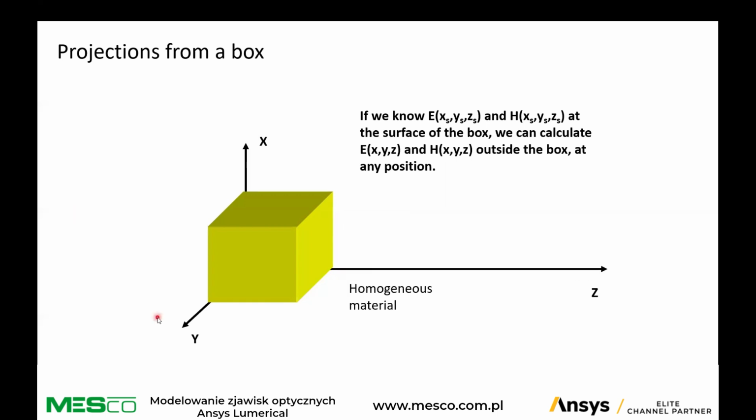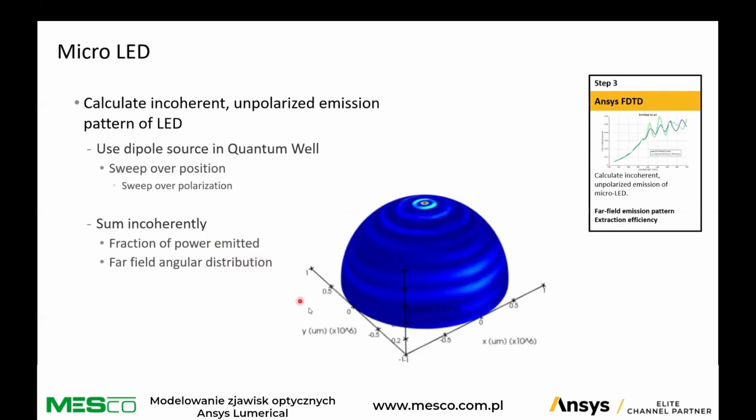This is what we use here in order to calculate the angular distribution of the LED. By calculating the far-field projection, we are basically projecting the fields over a 1 meter radius hemisphere. That gives us the angular distribution as you see here. Here we have the result for one of the polarization, position, and wavelength points.